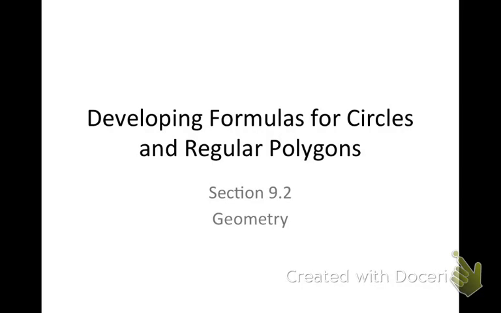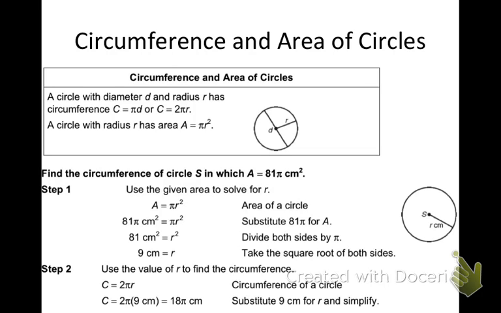All right, today we're going to talk about developing formulas for circles and regular polygons, section 9.2. We've already talked about circles earlier in the year, back in chapter 1. We're going to continue to talk about them a little bit. The hard part today is going to be the regular polygons. So developing formulas for circles and regular polygons, section 9.2.